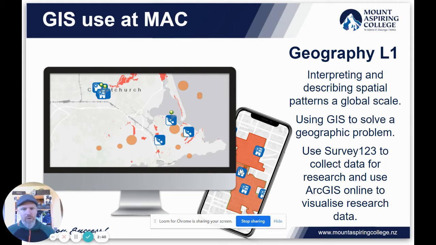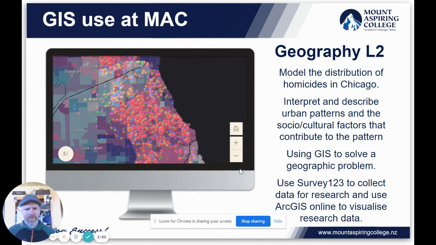At level 1, we use the Christchurch earthquake as our context for analysis of how to solve a problem. And they also use Survey 123 to collect data, and visualize research data online. At level 2, it's a bit more of a step up, where we model the distribution of homicides as well as interpreting the patterns of homicides, and then, as you can see, using relationship maps to explain the socio-cultural factors that contribute to those patterns.